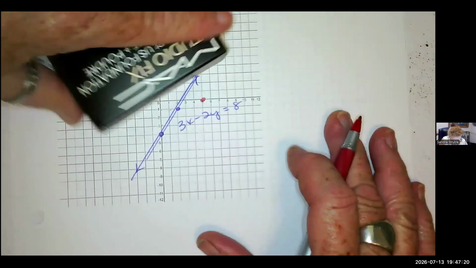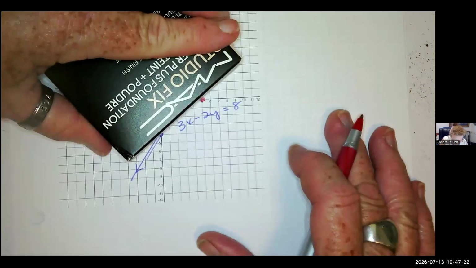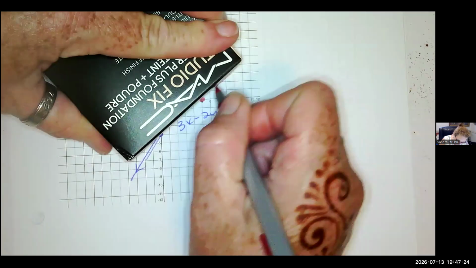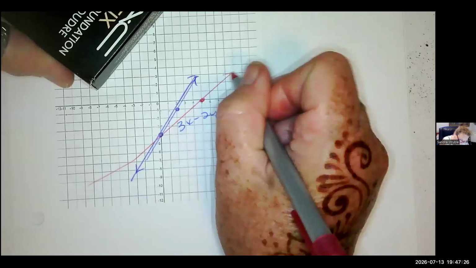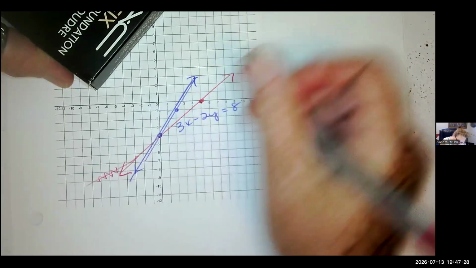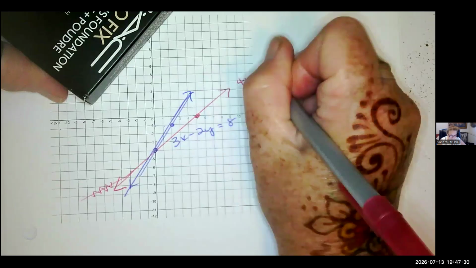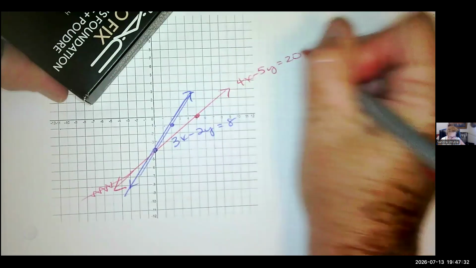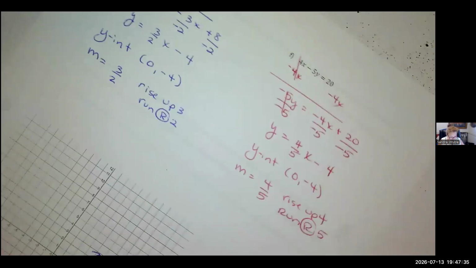Make sure it's the same y-intercept. That's interesting. And label this 4x minus 5y equals 20. All right. If you have any questions, please make note of those now.